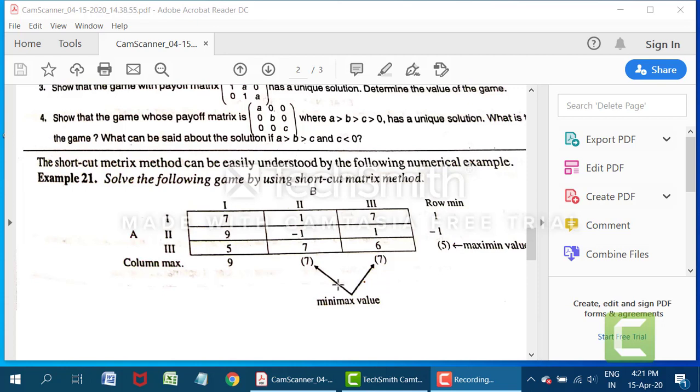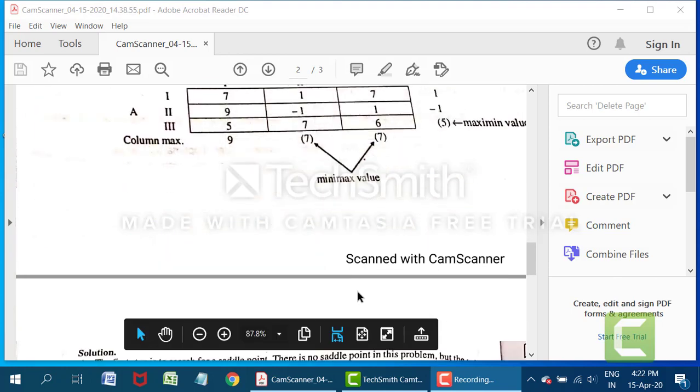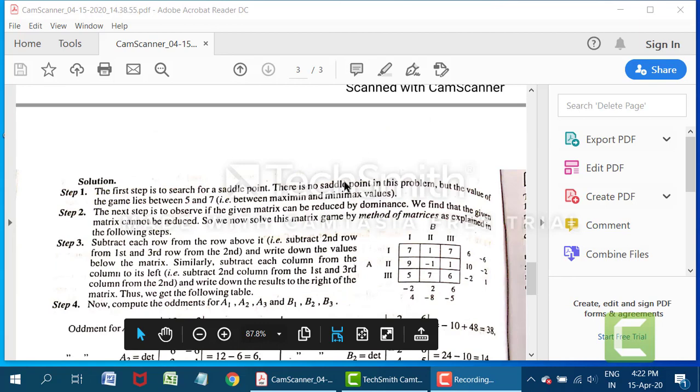So the rules of dominance did not help us to reduce the game further, and there is no saddle point on applying the minimax-maximin criteria. It is understood. So you need to find the solution for the mixed strategy game. When there are no pure strategies, which means it is a mixed strategy game, you need to find the solution for it. So take this matrix as it is.